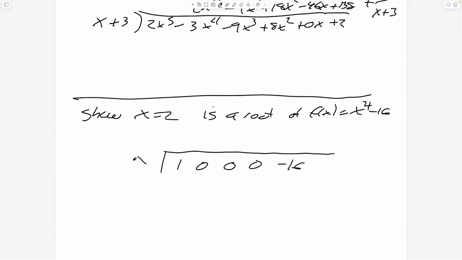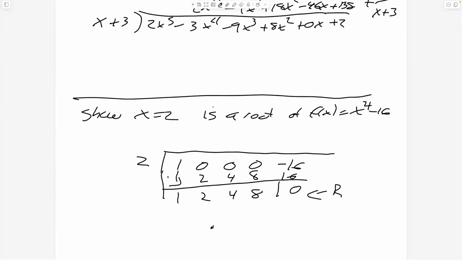I put my 2 out front, draw my little line in. First guy always comes straight down, then multiply and add. 2 times 1 is 2. 0 plus 2, 2. 2 times 2 is 4. 0 plus 4, 4. 2 times 4, 8. Add down. Multiply. Add down. What last thing we get is our remainder. So our remainder would be 0, which proves that 2 is in fact a root.